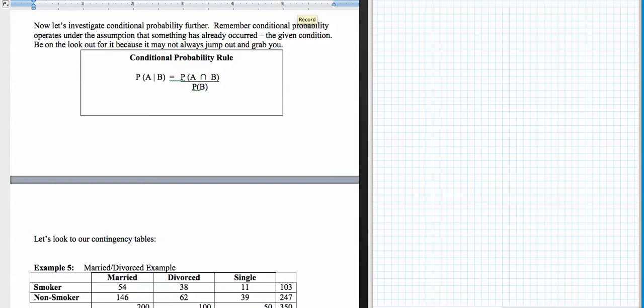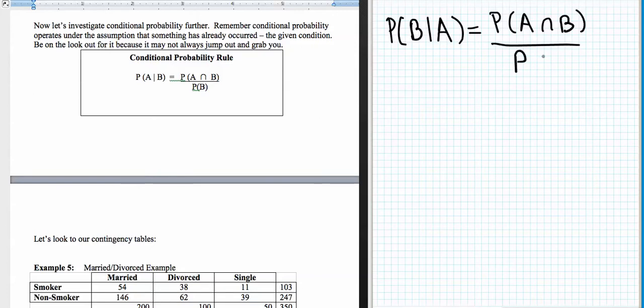So continuing on with some conditional probability. The conditional probability rule looks like the probability of A given B is equal to the probability of A and B divided by the probability of B. Now it can also be said that the probability of B given A is equal to the probability of A and B, and this time divided by the condition, the probability of A. So you see these are exactly the same.